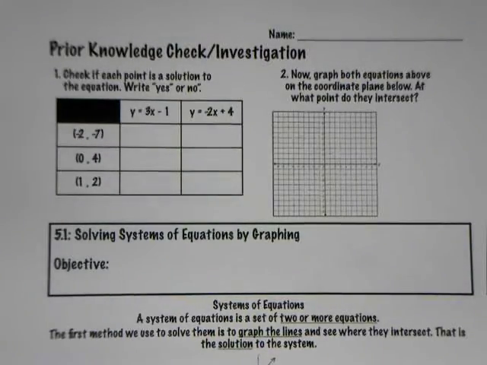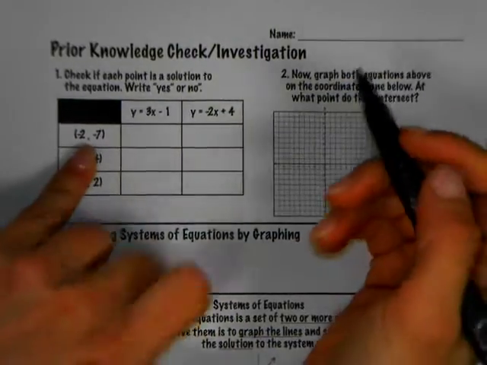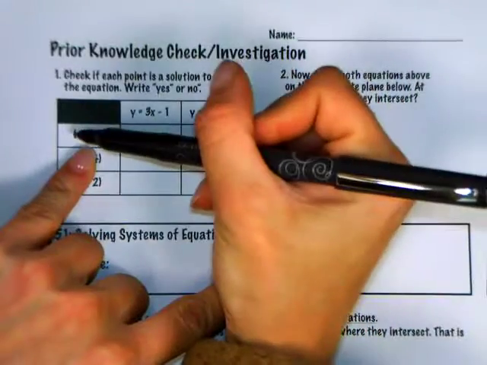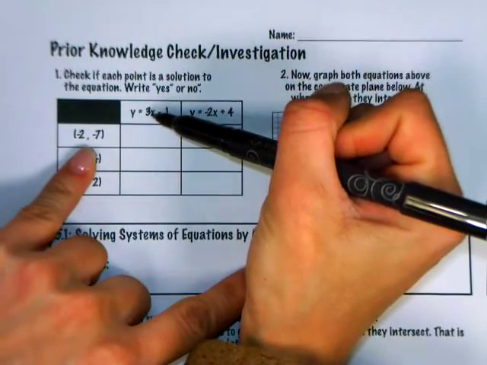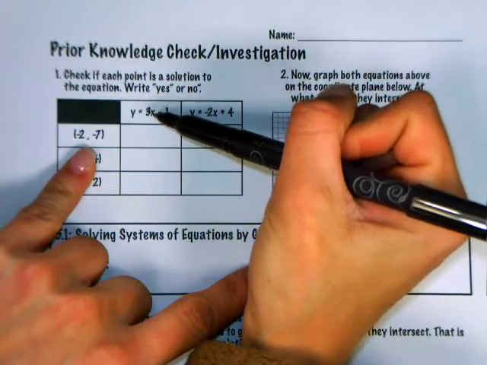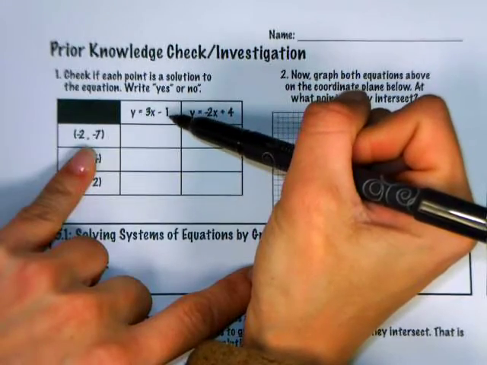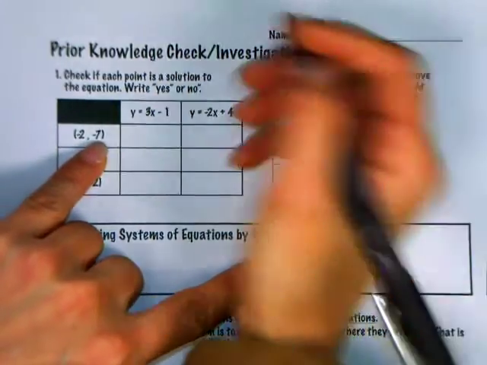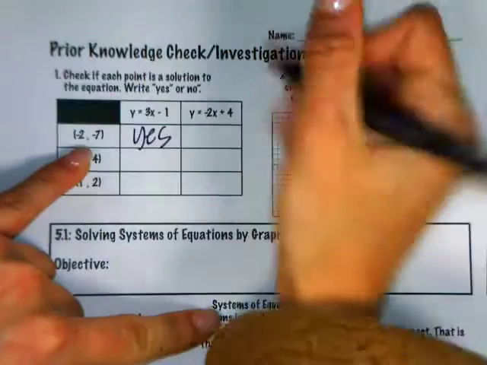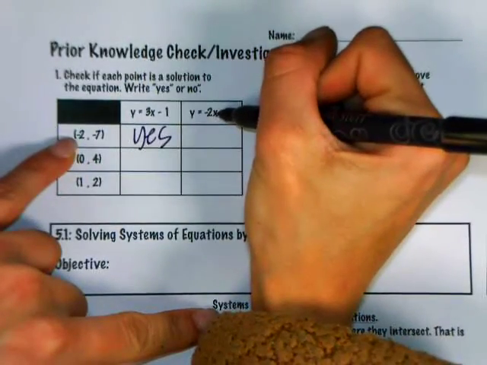For this first one, we have -2, -7. We're checking in both of these. So if I plug -2 in for x, what's 3 times -2? -6 minus 1? -7. So is that yes or no? Yes.